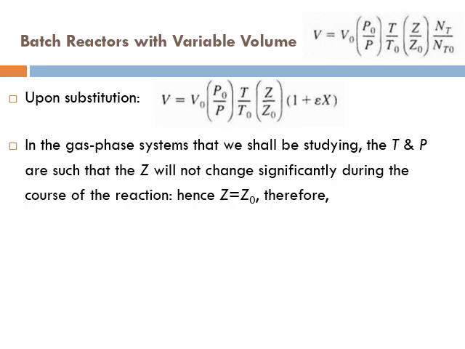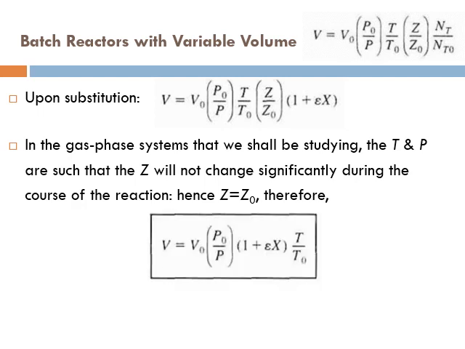In the gas phase systems that we shall be studying, the temperature and pressure are such that Z will not change significantly during the course of the reaction. Hence, we can assume Z equals Z naught. Therefore, this ratio becomes 1, and then we can rewrite the above equation this way.